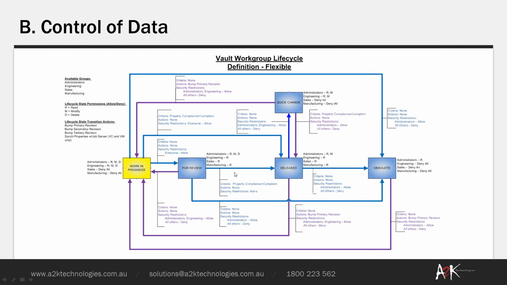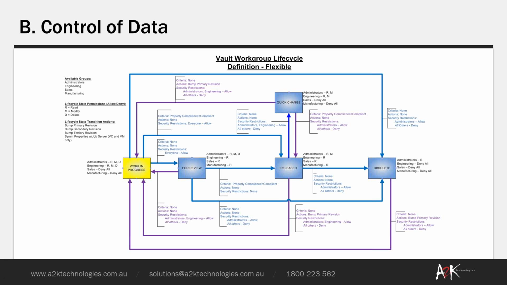So as you can see here, you can customize each individual state in terms of who can see a document at the state and also who can transition a document or a file from one state to the next. And what people typically do is, you can see we've got a quick change up here. So typically if a document goes from released and it's bumped back to work in progress, then perhaps they'd automatically bump the primary revision. And we can see that just here, actions bump primary revision. So that's a way of telling it.